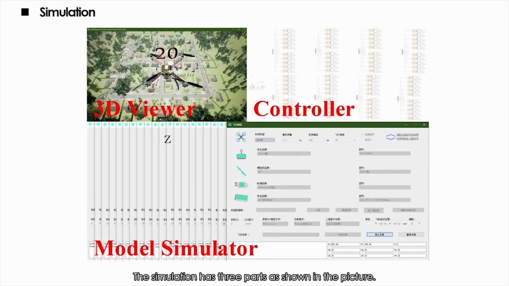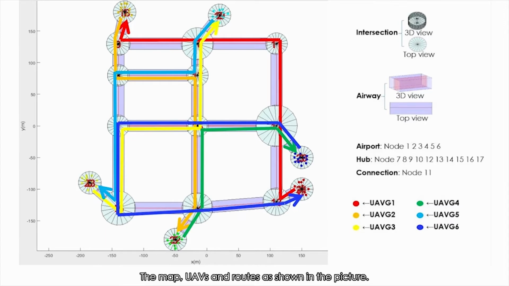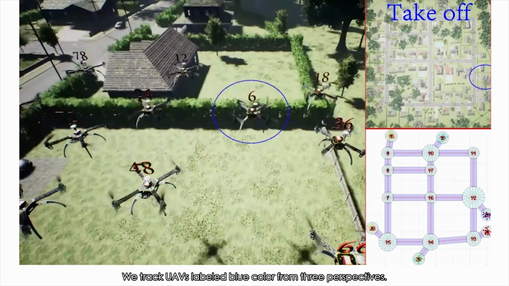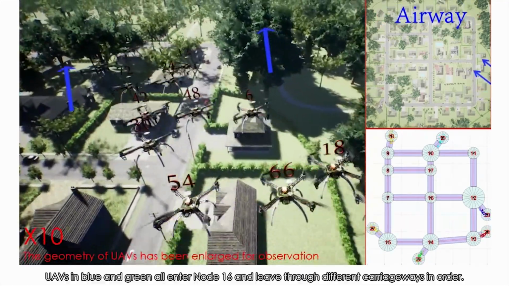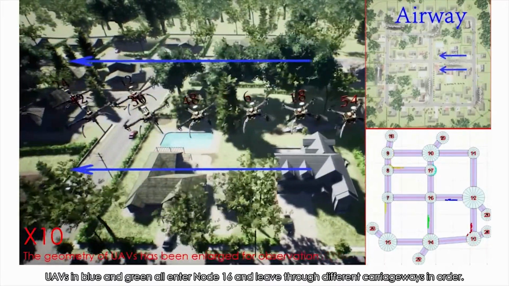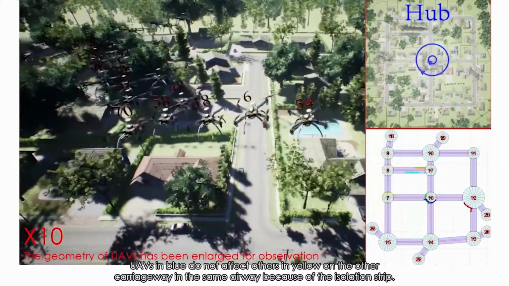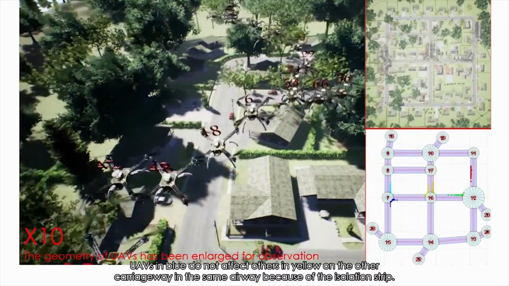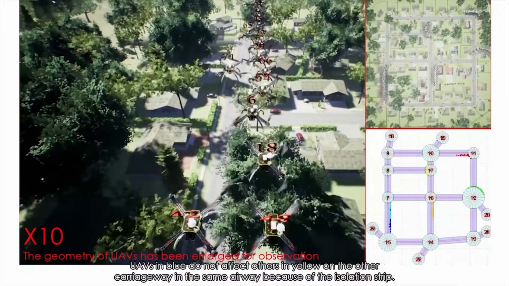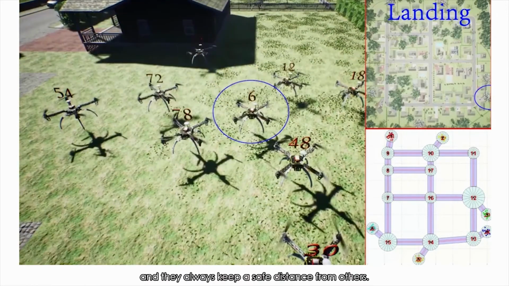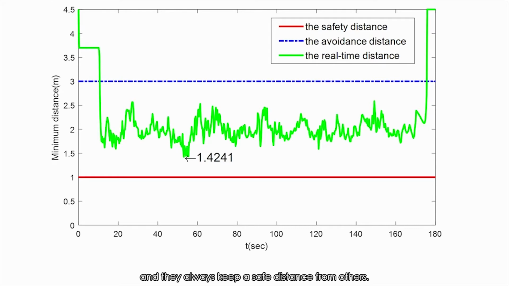The simulation has three parts as shown in the picture: the map, UAVs and routes. We track UAVs labeled in blue color from three perspectives. UAVs in blue and green all enter node 16 and leave through different carriageways in order. UAVs in blue do not affect others in yellow on the other carriageway in the same airway because of the isolation strip. Finally, all UAVs complete their routes, and they always keep a safe distance from others.